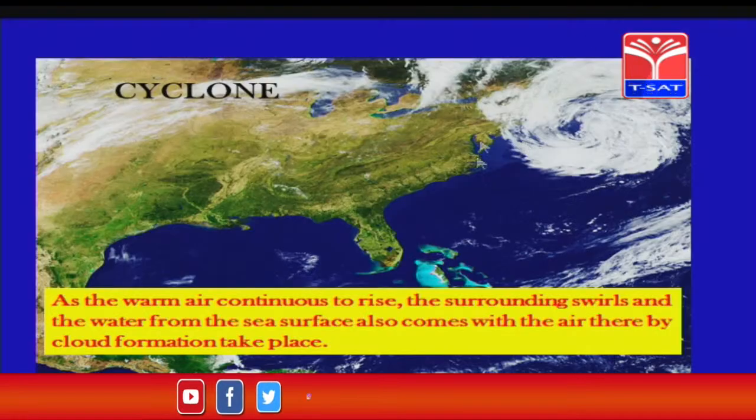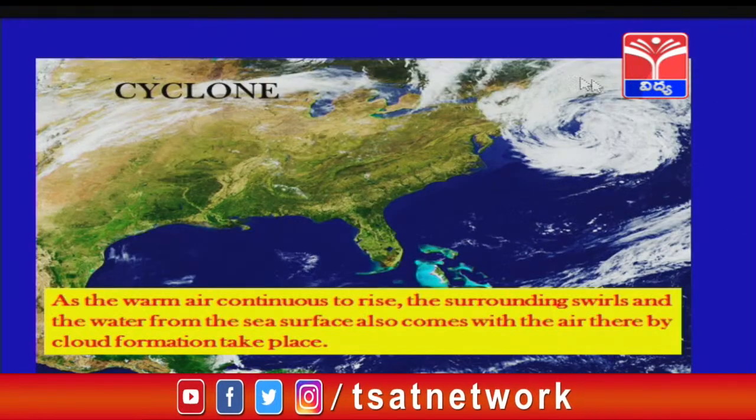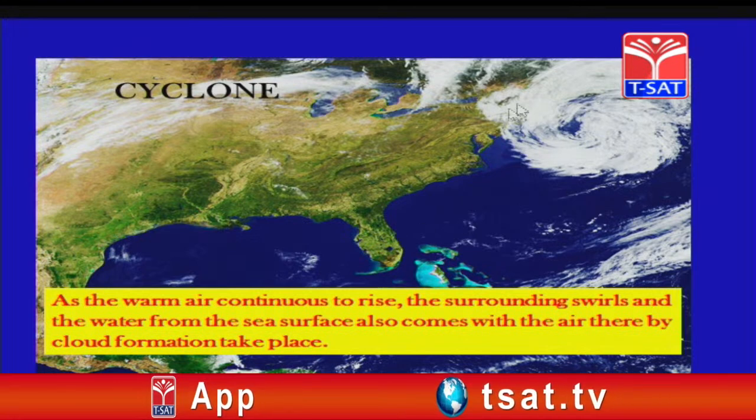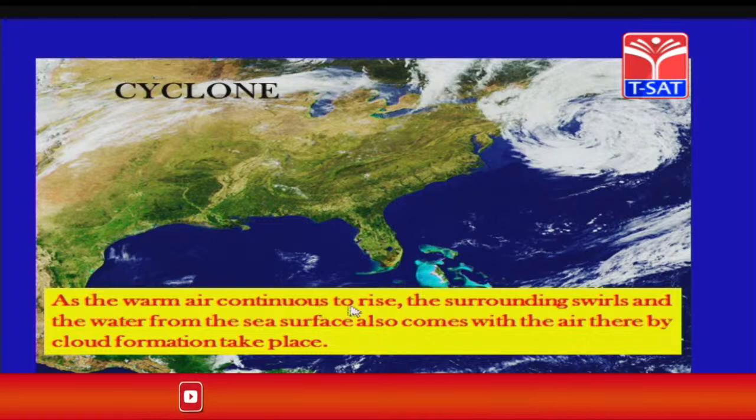Children, look at the picture and try to recall, have you at any time observed such a picture? You can see here the cyclone is concentrated at the coastal area. This is a satellite picture and these are the coastal areas where you can observe such types of cyclones in the oceans. As the warm air continuously rises, the surrounding air swells.